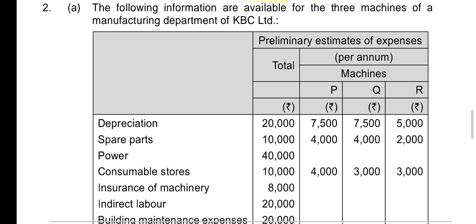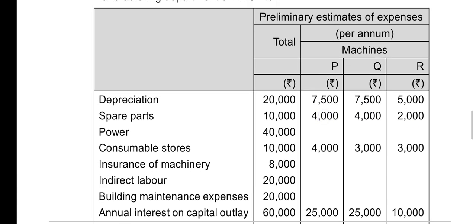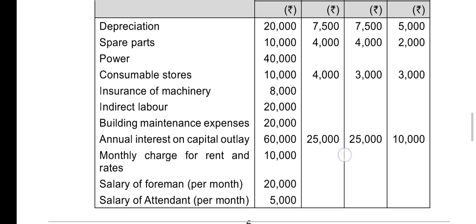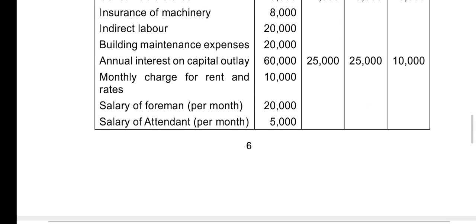So there are three machines P, Q and R, and regarding these machines some preliminary estimates of expenses they have given. These are only preliminary estimates. So this much is what we are going to incur. They have given all the expenses: depreciation, space, power, consumables and all.